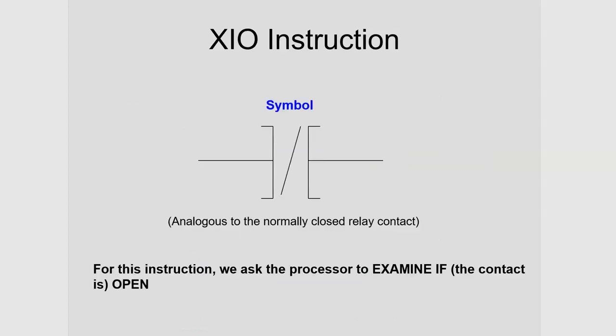Our second basic instruction, examine if open instruction. If the examine if closed instruction is looking for a status bit of 1 in the input image table in order to be true, then the examine if open instruction is looking for a 0 in a particular cell of the input image table in order to be true. So it does the opposite of the examine if closed.